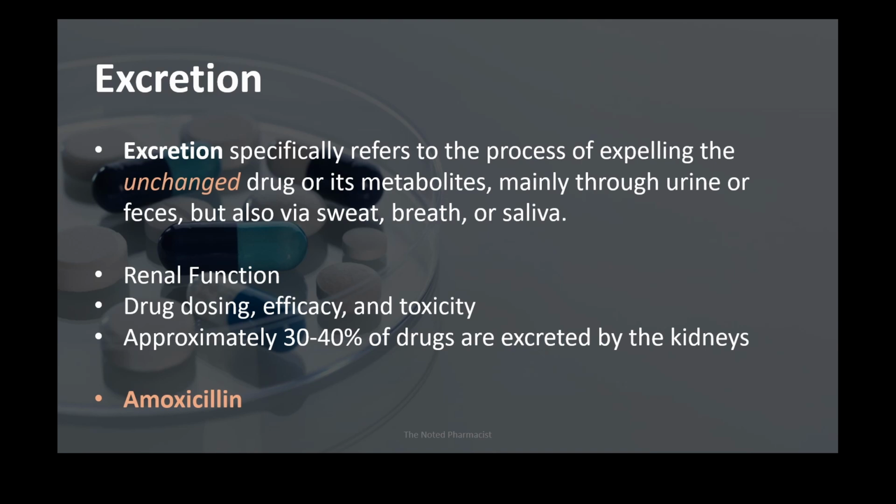Renal function is crucial in drug excretion as the kidneys filter and eliminate waste, including drugs and their metabolites, influencing drug dosing, efficacy, and toxicity, especially for renally cleared medications. Approximately 30 to 40% of drugs are excreted by the kidneys, while the liver and other pathways handle the remaining excretion. A good example of a drug which is renally excreted is amoxicillin. This means in cases of renal impairment, dose adjustments are necessary to avoid drug accumulation and toxicity.